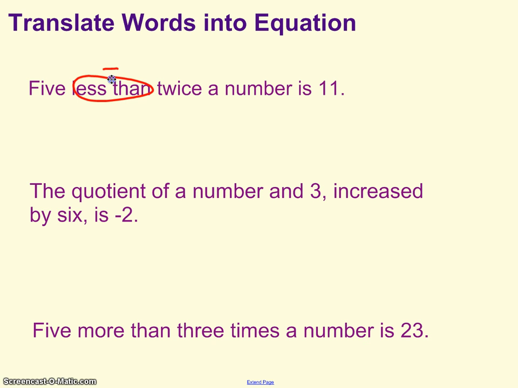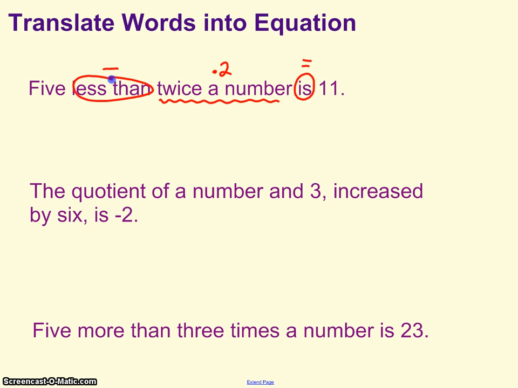When you see the twice a number, it means we're going to multiply our number by 2. So twice a number means to multiply by 2. Is will always be your equal sign. Now there's one little trick to remember when you guys see less than.